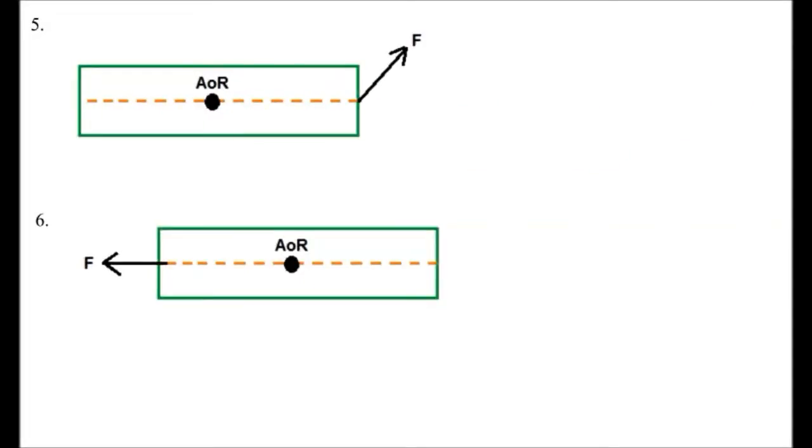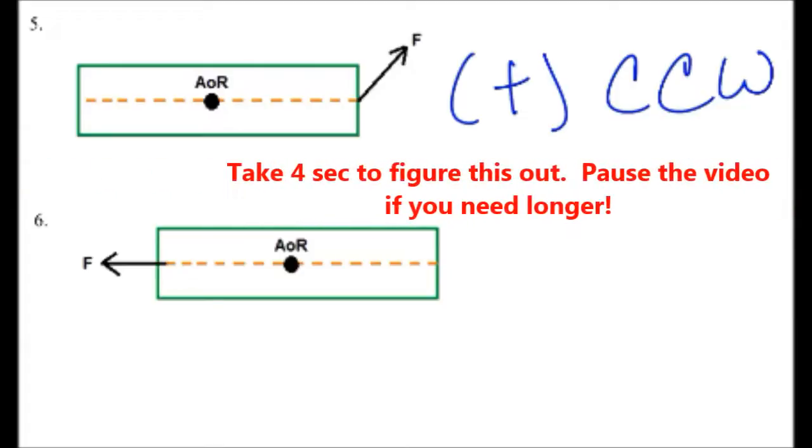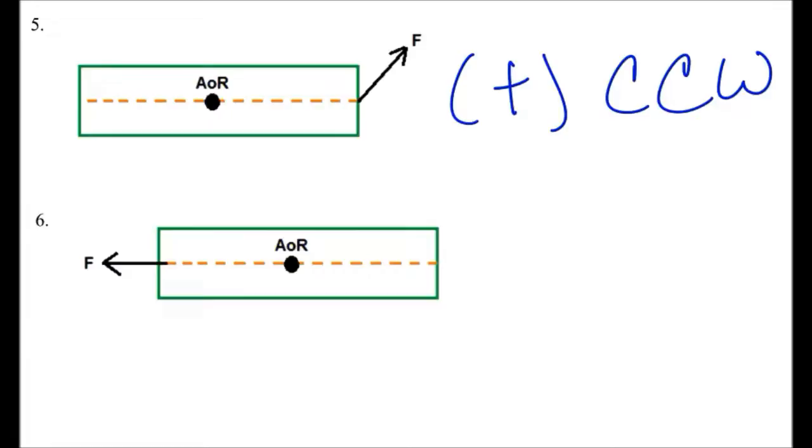Okay, Mark, tell me what you came up with, please. Okay, the vector is outward. Okay, and so what does that mean? What's the sign? Positive. And what's the rotation? Counterclockwise. Very good. Okay, now y'all try number 6, please. All right, Garrett. Very good. There's no torque here.